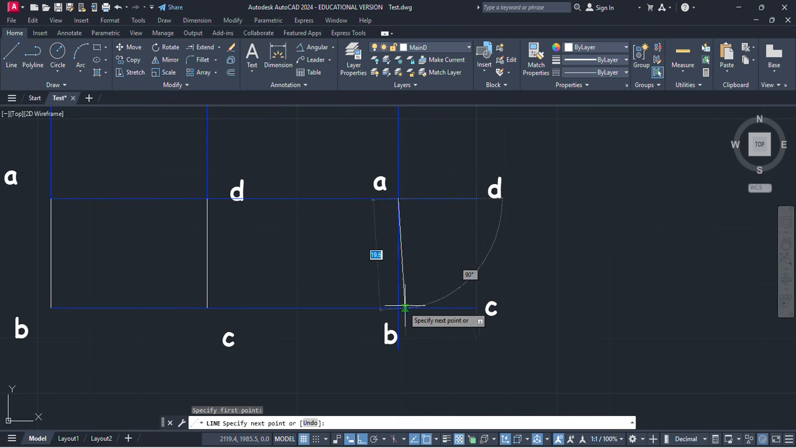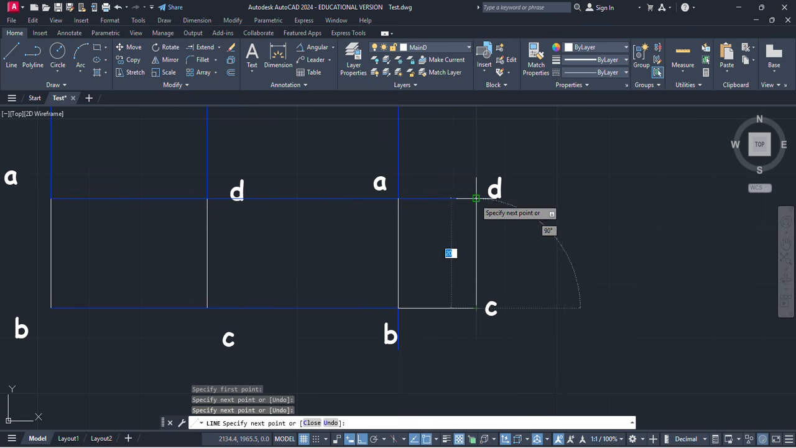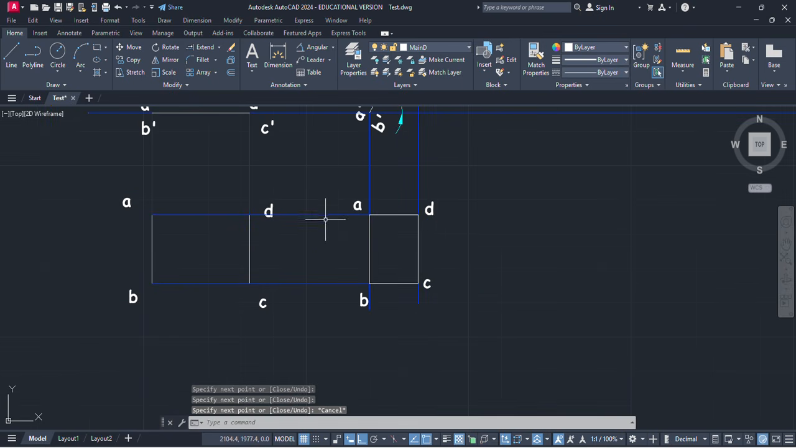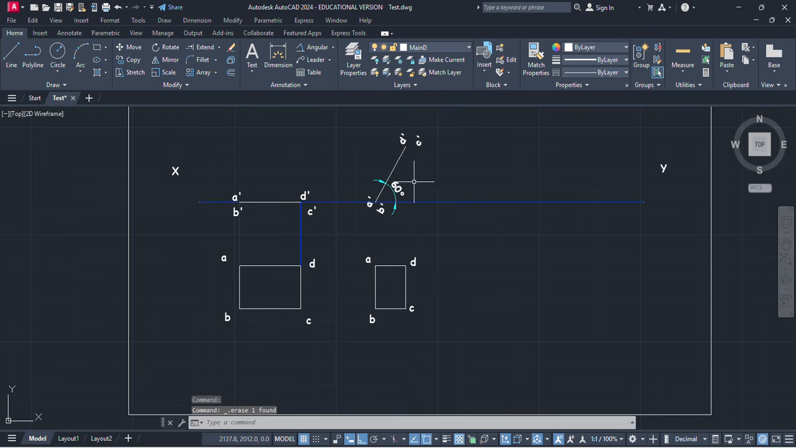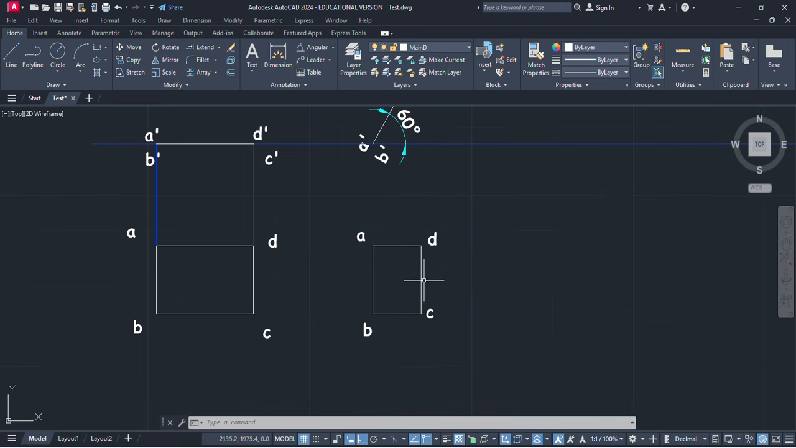A, B, C, D, and A. Now if you want, you can remove these construction lines. Okay, see. So when our plane is inclined at 60 degrees with the HP, the resulting view will be a rectangle or square. We will check it later. So the resulting view will be a rectangle in which the length is lower than the previous length.